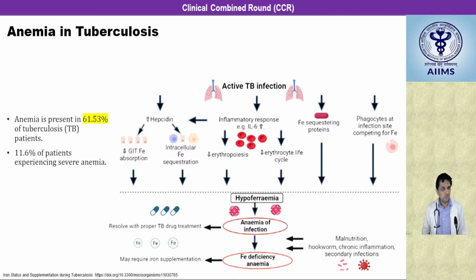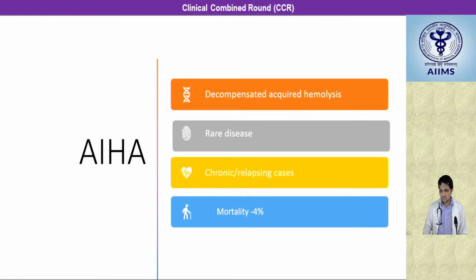And in TB, malnutrition also happens, which leads to vitamin B12 and folate deficiency. Simultaneously, a chronic inflammatory state is also created, and it leads to secondary infections that create a hypoferremic state and lead to anemia of infection and iron deficiency anemia. So AIHA is a rare presentation of TB, but it can present in up to 5 to 10 cases per million per year, and it is a decompensated acquired hemolysis due to the host immune system acting against its own RBCs and leading to hemolysis.